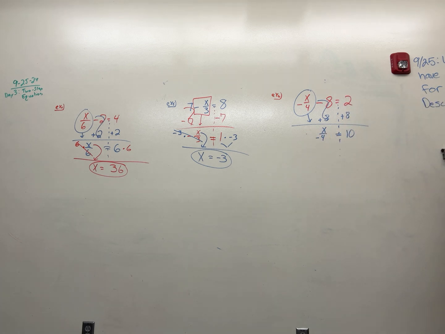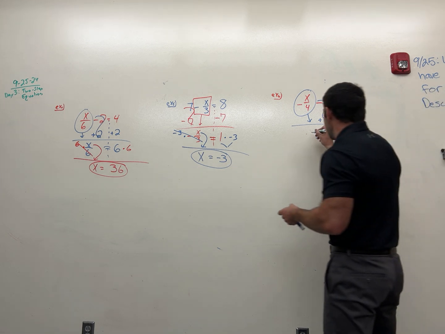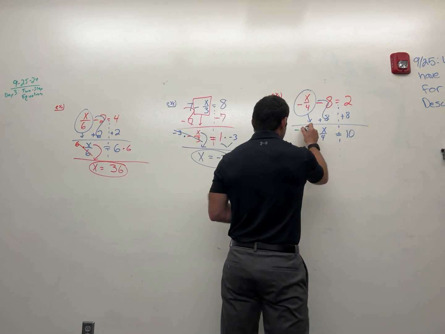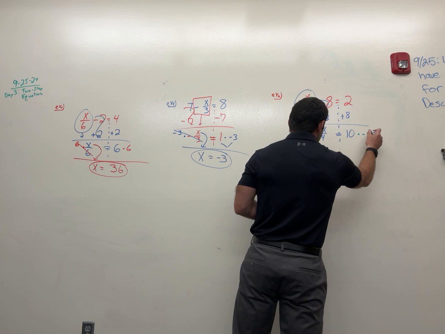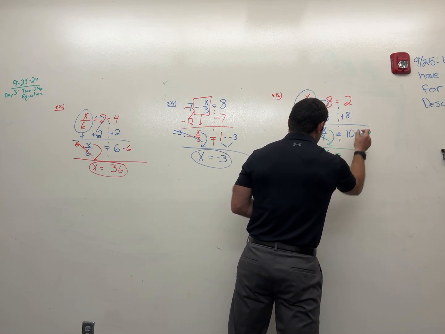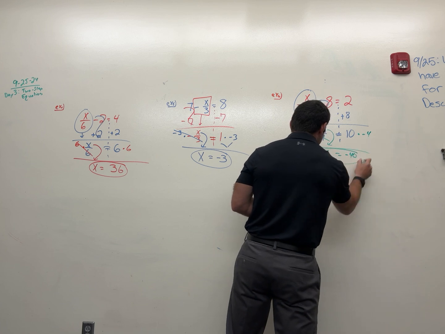So now how do we isolate that x? This is x divided by negative 4. What's the inverse of division, Kindle? What's the inverse of division? Multiplication. What are we going to multiply by? By what? By negative 4 to both sides. Negative 4 times, okay. That leaves me with my x equals negative 40.